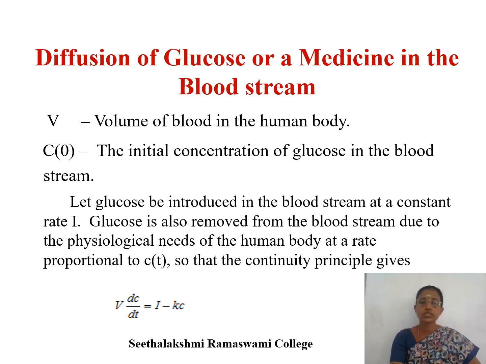Glucose is also removed from the bloodstream due to physiological needs of the human body at a rate proportional to C(t). Then using the continuity principle, we get the differential equation V d/dt C(t) = I - kC.